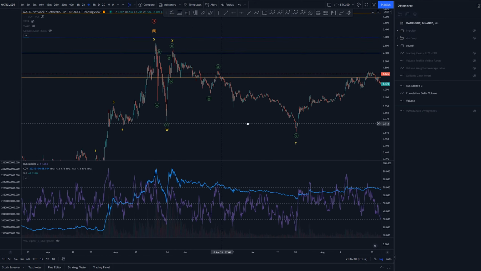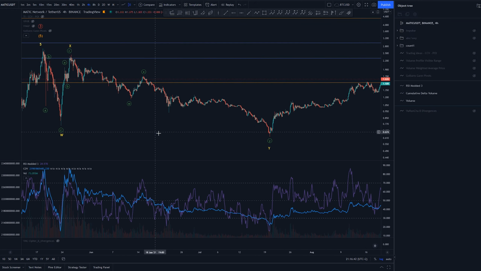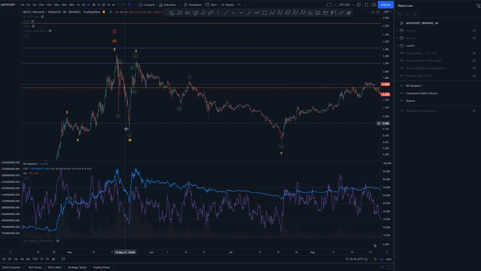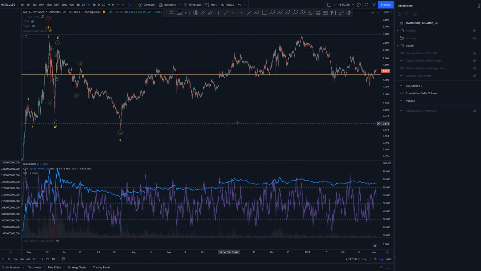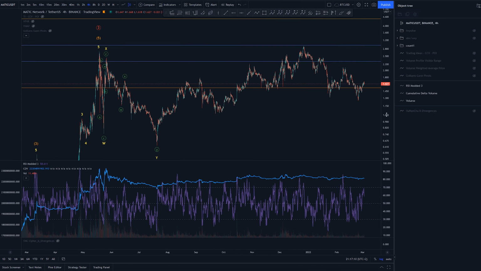Now this part, again, I see only 3s here, so ABC, ABC, and well, this was a bit tricky, could be ABC as well, but I labeled it as WXY because of this area here. This part goes above this one, so it can't be a triangle here, even though it might look like one, but not by Elliott Wave terms.